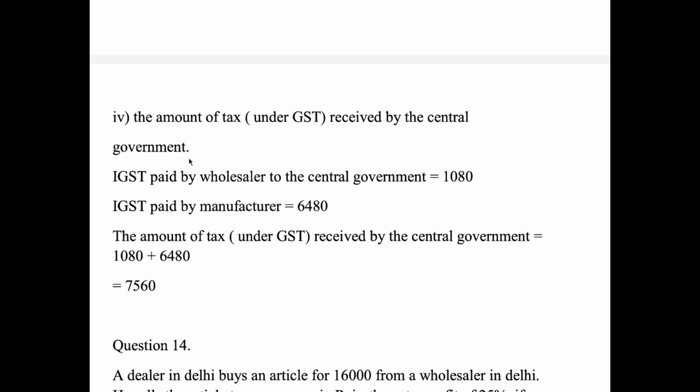Come to the next part of the question, that is the amount of tax under GST received by the central government. That is the IGST paid by the wholesaler to the central government, that is 1080, plus the IGST paid by the manufacturer, that is 6480. So the amount of tax under GST received by the central government is equal to 1080 plus 6480, that comes to rupees 7,560.